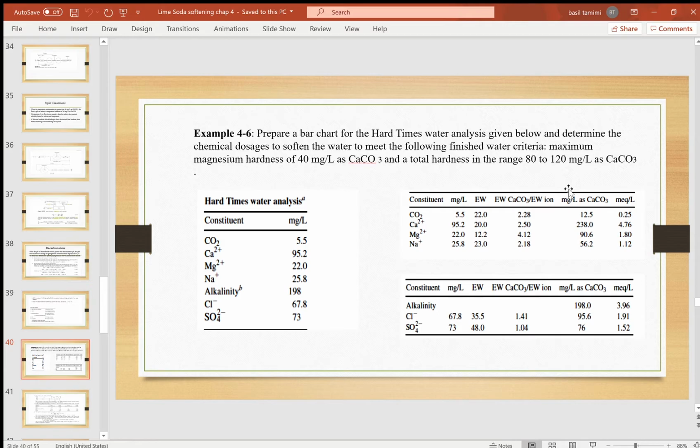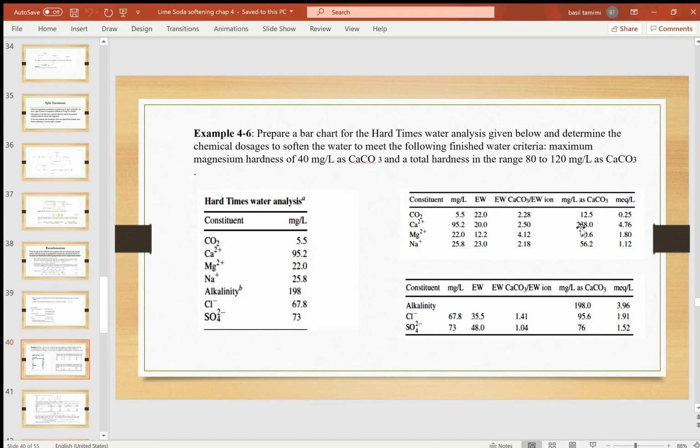As we said many times, the first step to start with is to convert all the concentrations of constituents from milligram per liter as cation and anion to milligram per liter as CaCO3. Just to remind you, in order to do so, we take the concentrations in milligram per liter and calculate the ratio, which is the equivalent weight of CaCO3 divided by the equivalent weight of the ion. The equivalent weight of CaCO3 is fixed, it's all the time 50, and we just divide it by the equivalent weight of the respective anion or cation. Then we multiply the concentration in milligram per liter by this ratio in order to get the concentration as milligram per liter as CaCO3. Okay, everything is converted.